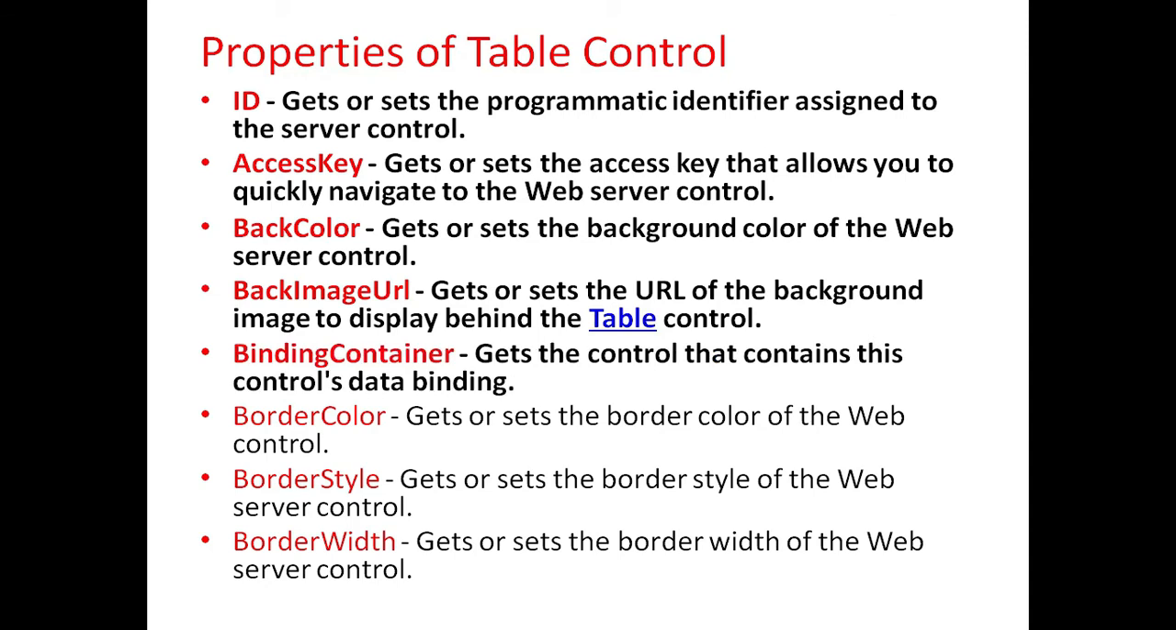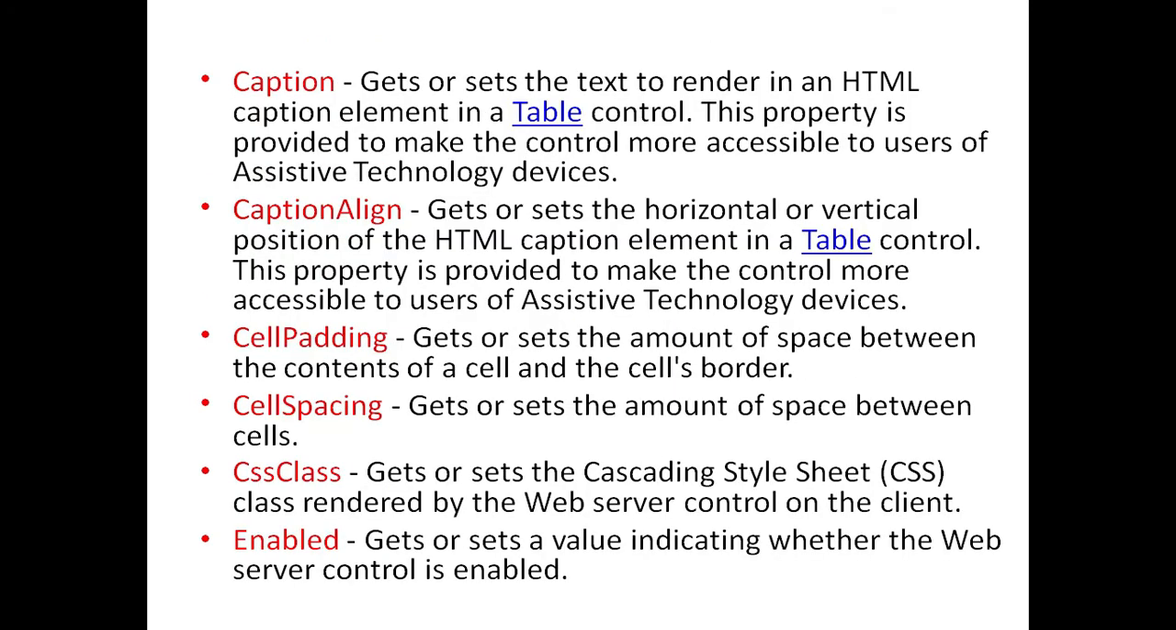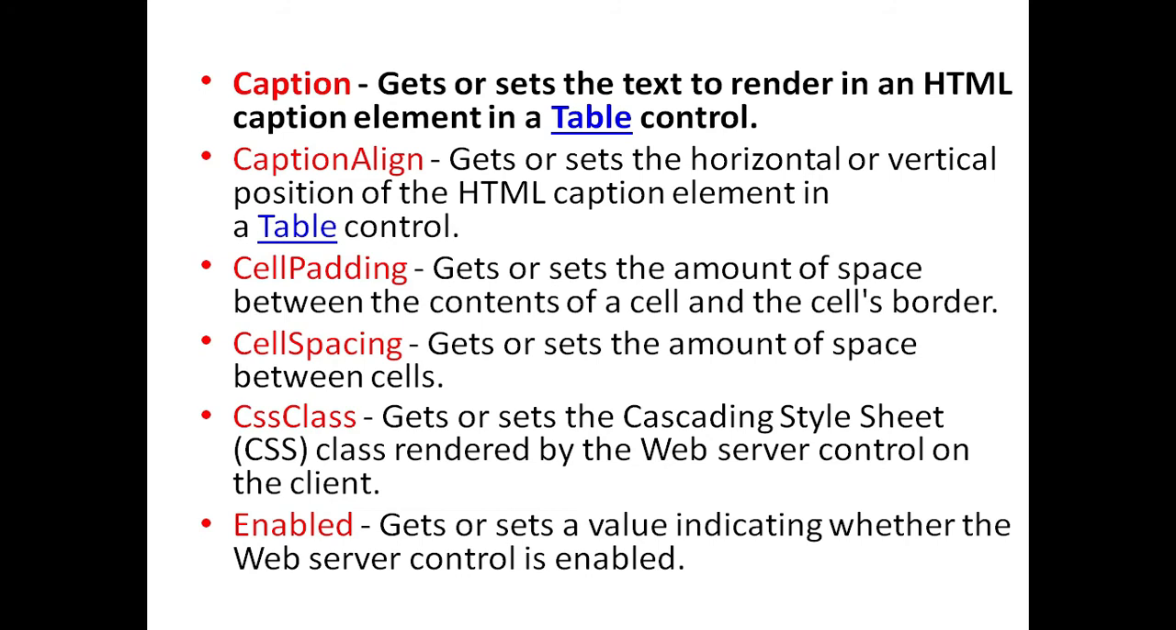BindingContainer property is used to get the control that contains this control's data binding. BorderColor property is used to get or set the border color of the web control. BorderStyle property is used to get or set the border style of the web server control. BorderWidth property is used to get or set the border width of the web server control. Caption property is used to get or set the text rendered in an HTML caption element in a table control.